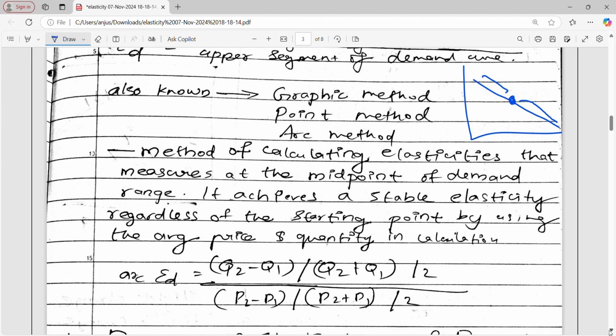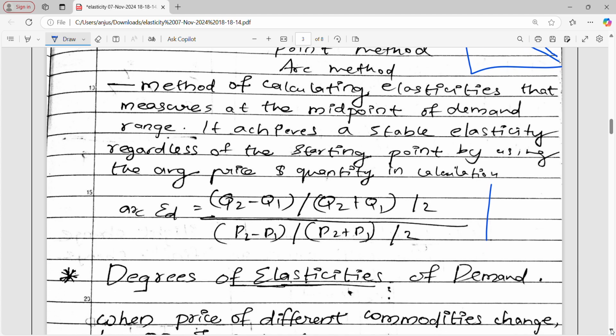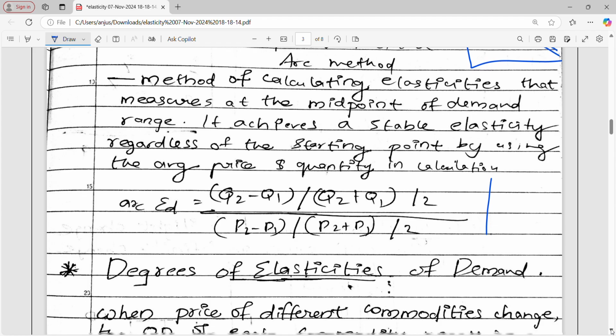So here the method of calculating elasticity measures at the midpoint of the demand range. It achieves a stable elasticity regardless of the starting point by using the average price and quantity in the calculation. So this is how we get that. You can just note the formula, we won't be using it.